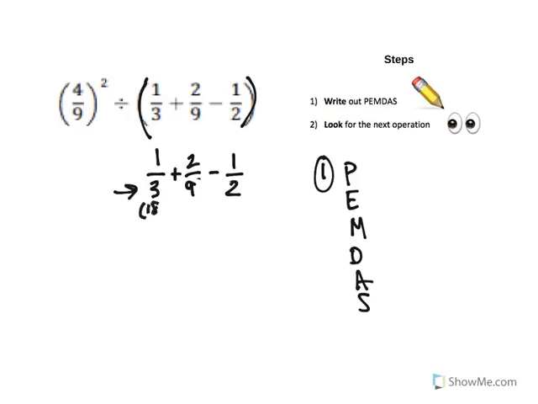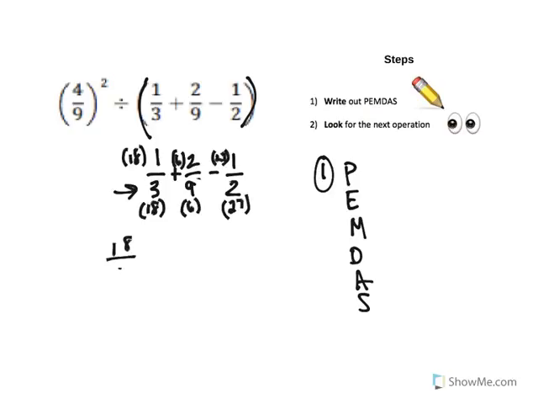So I'm going to have to multiply 3 by 18 to get 54. I'm going to have to multiply this by 6, and I'm going to have to multiply 2 by 27. So now, the number on the bottom I need to multiply by the top. I get 18 up here, 6 up here, 27 here.